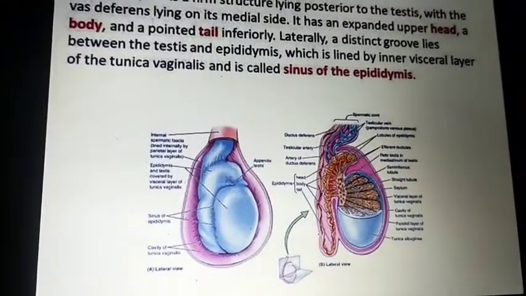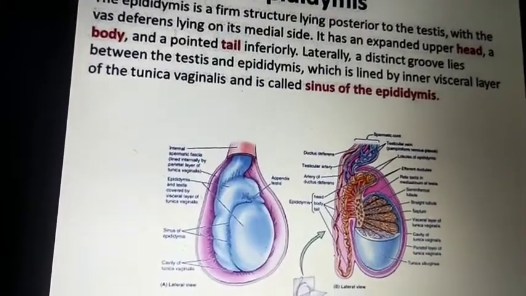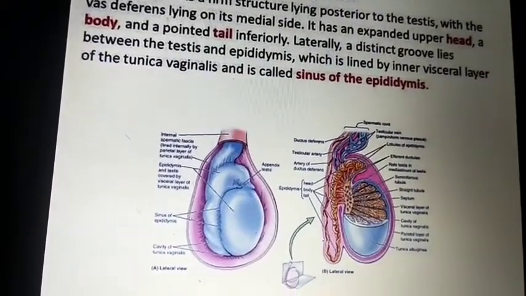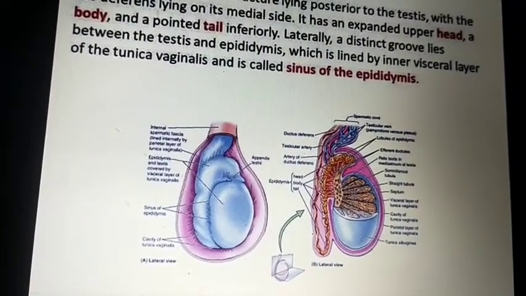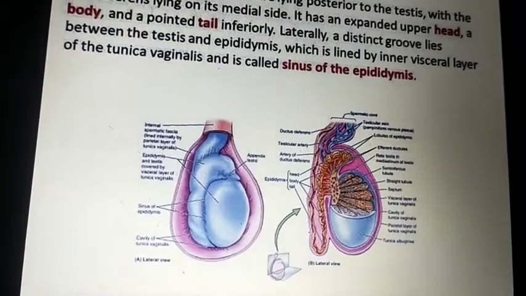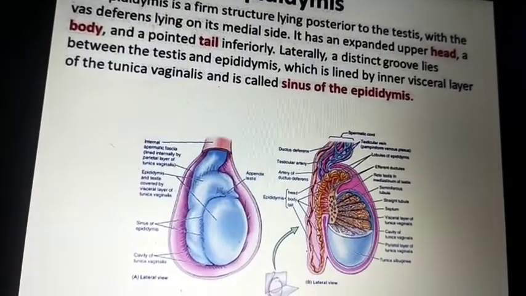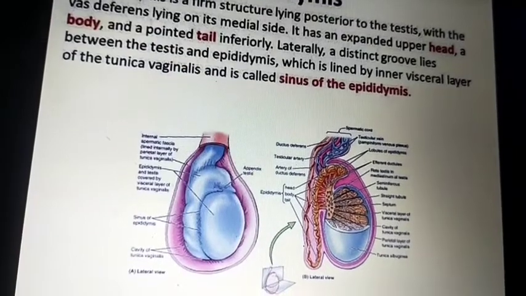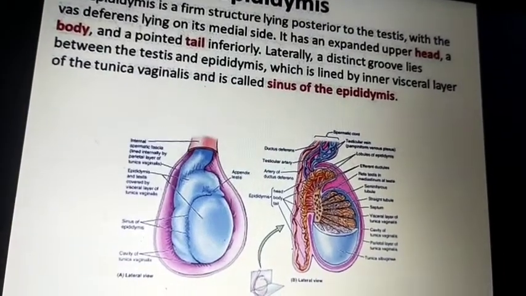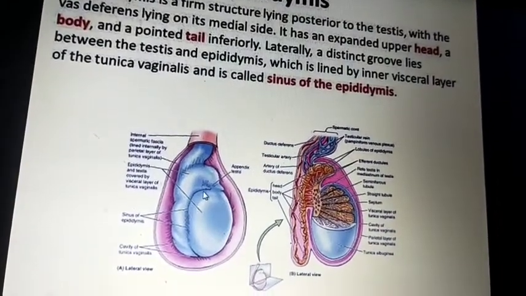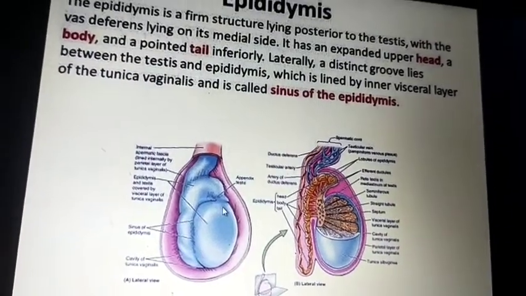The epididymis is a firm structure lying posterior to the testis with the vas deferens lying on its medial side. It has an expanded upper head, body, and pointed tail inferiorly. Laterally, a distinct groove lies between the testis and epididymis, which is lined by the inner visceral layer of the tunica vaginalis and is called the sinus of the epididymis. You can see this groove is the sinus of the epididymis.